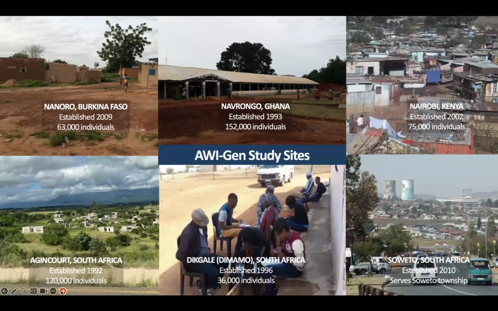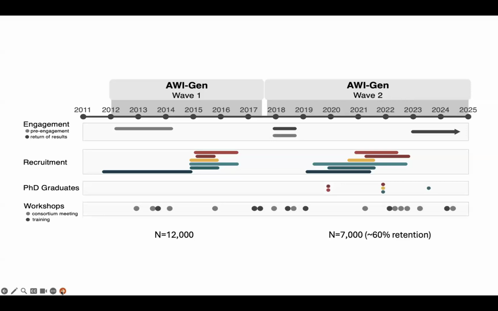So these are our 6 sites, and you can see 4 of them are very rural and 2 are highly urban, the one in Nairobi and the one in Soweto. So the ABIGEN study is really very complex. And, as I mentioned before, this has been going on for quite a long time. And one of the really special things about ABIGEN is that we've gone back for a second wave of data collection. So we have longitudinal data.